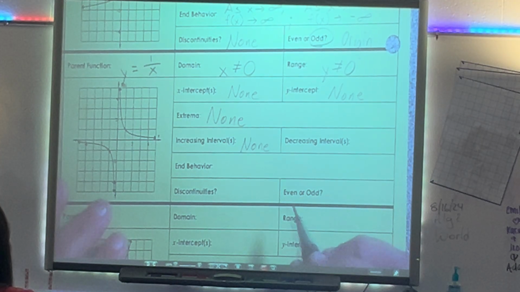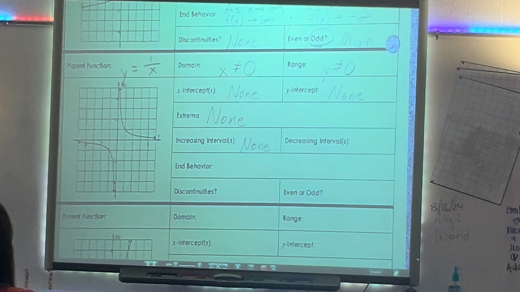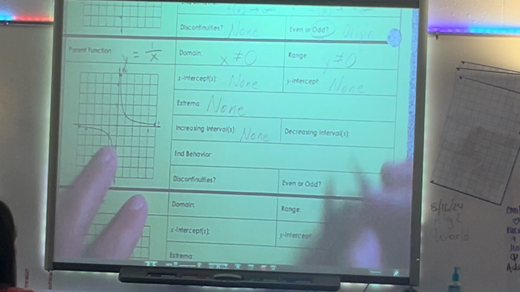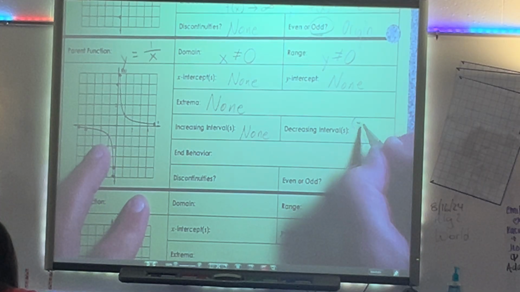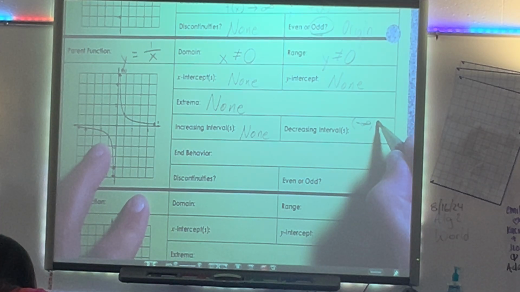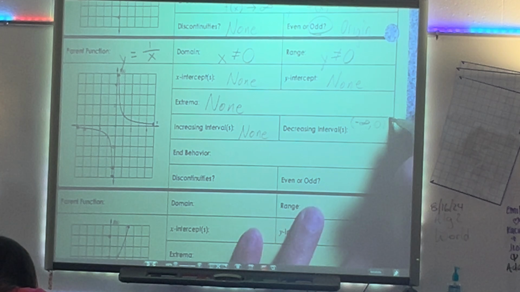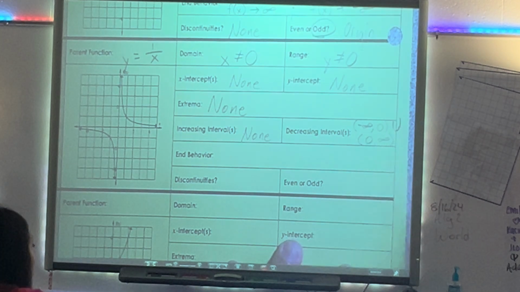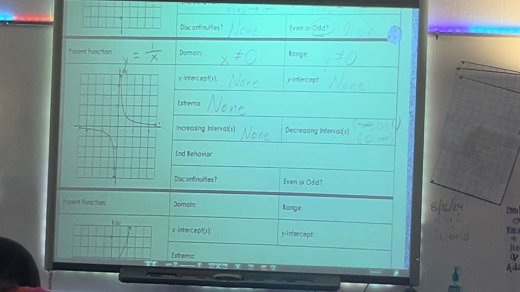The decrease is going to have to be written as a union when there's not enough room, so I'll stack it here. We would have from negative infinity to 0, and then union from 0 to positive infinity, and there's a parenthesis on the 0 because 0 is not included. Y'all okay there on that one?